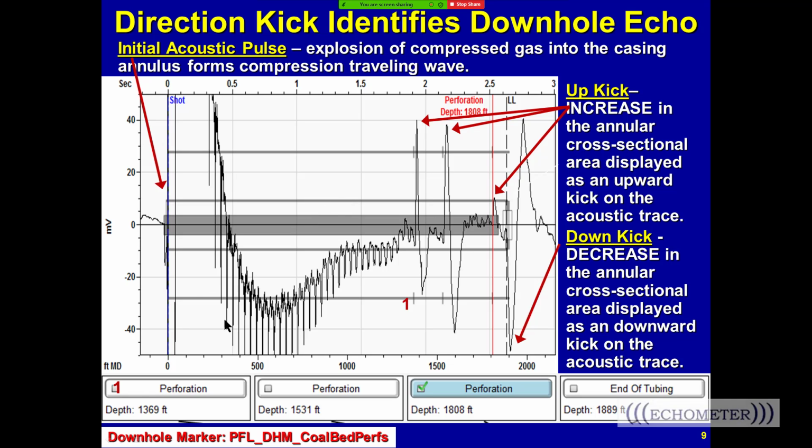So here, there is a perforation at 1369, that kick right there. There's perforation number 2 at 1531, and this is a perforation at 1808, and then there is our liquid level at 1887.